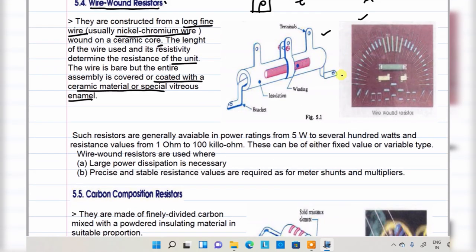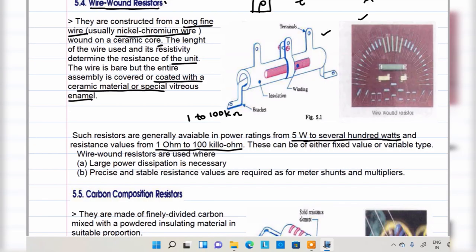In the examination they ask what the range of a wire wound resistor is. That is also important. In case of power rating, generally from 5 watts to several hundred watts we use this wire wound resistor. And resistance values from 1 ohm to 100 kilo ohm.